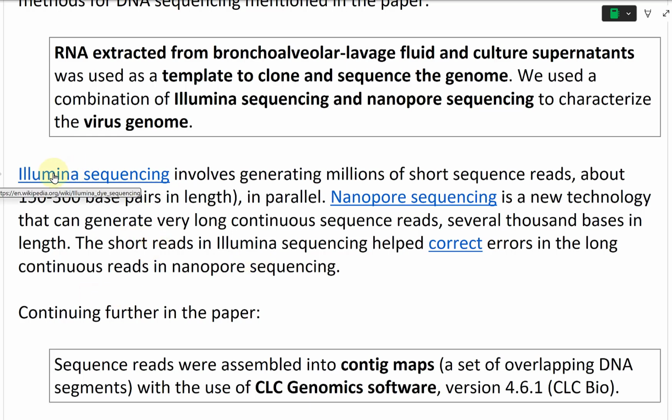Yeah, so use these in conjunction. This one is short reads, this one's long ones but has errors. And then you could correct them using these shorter reads.